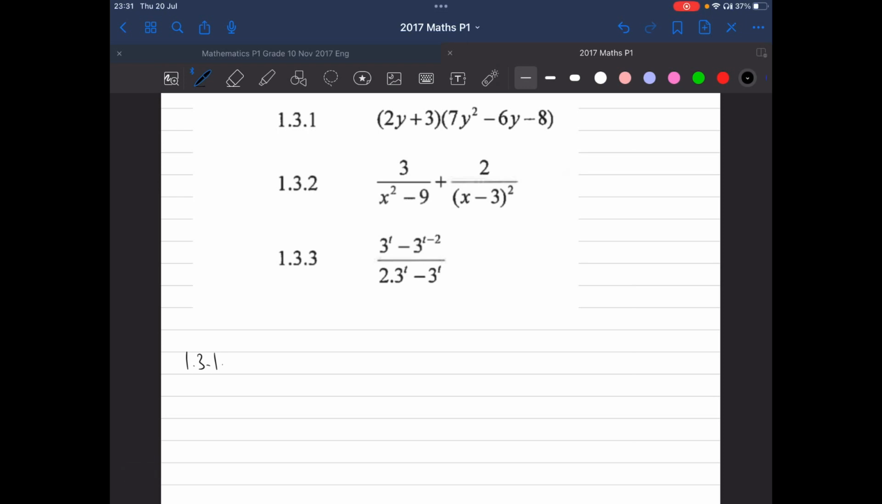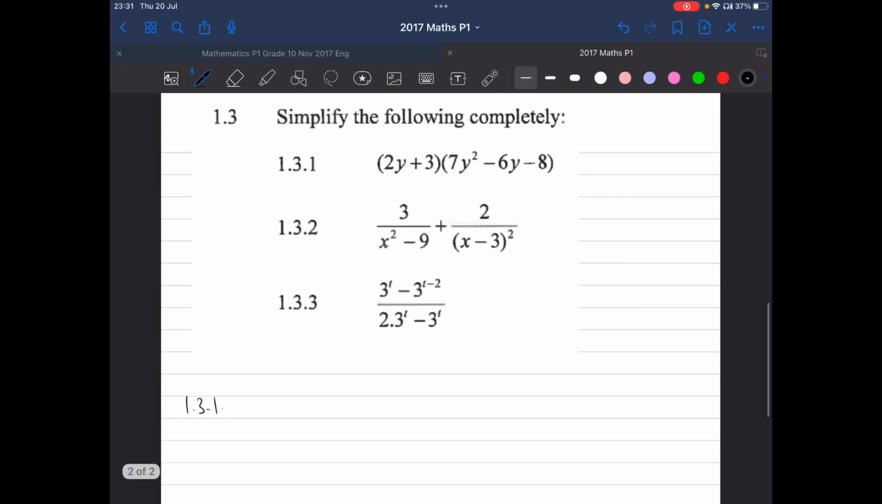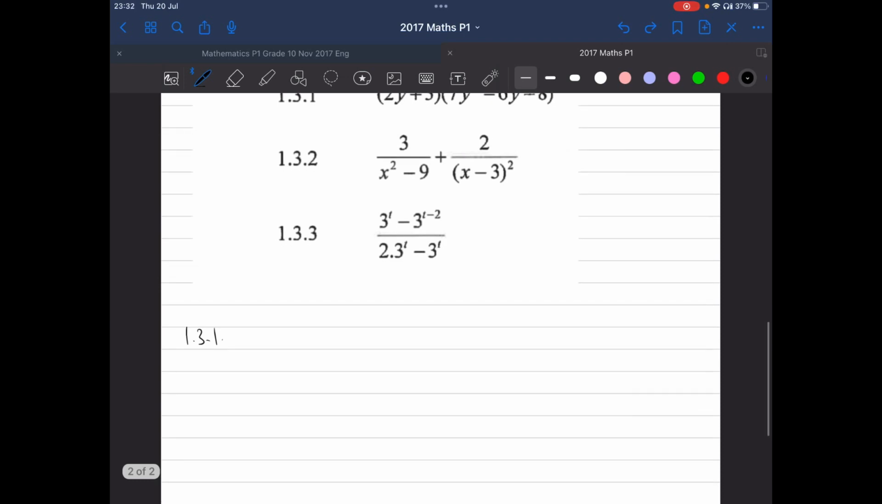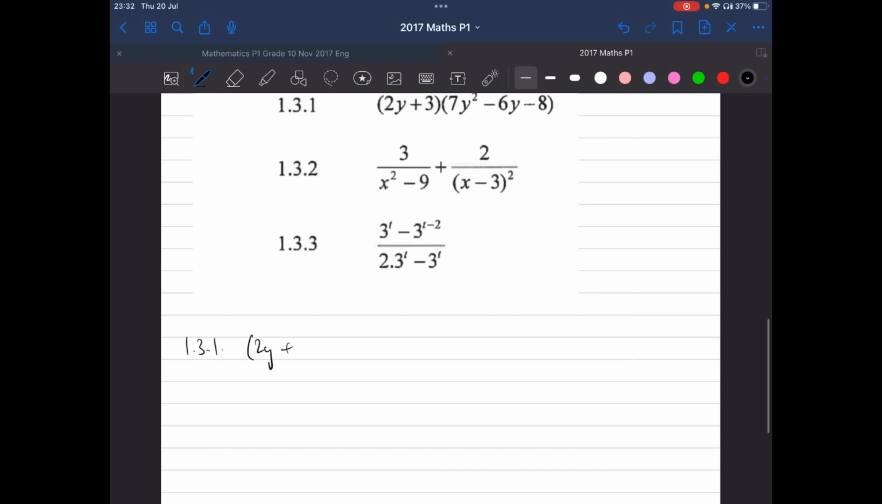Okay, so how are we going to do that there? Well, from the looks of it, we're just going to have to multiply these two brackets by each other. So let's start there. 2y plus 3 multiplied by 7y squared minus 6y minus 8.